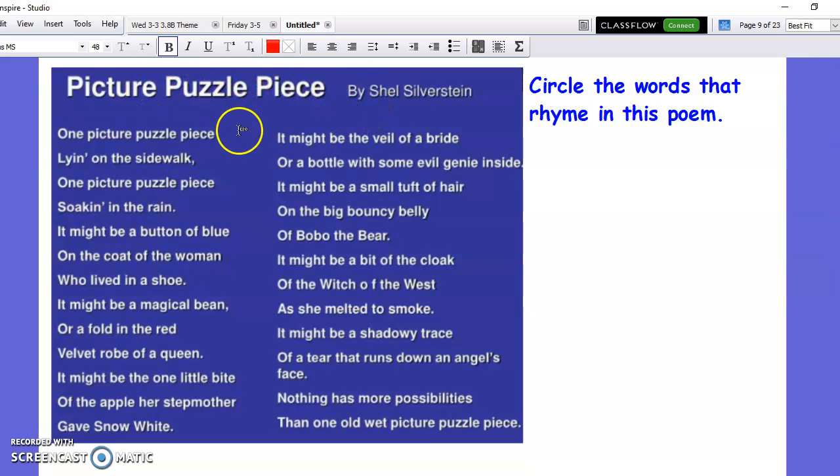We'll do this in class as well. We'll circle the words that rhyme. Again, they will be falling at the end. Not every word, like here, peace and peace, well, they rhyme, but it's really the same word. And then you have blue and shoe, bean and queen, bite and white. But these other words, like stepmother and queen, they don't rhyme. There's no words that rhyme with them. So it's not always every word that rhymes. Again, that's what gives it the rhyming scheme. Here we have bride and side, hair and bear, cloak and smoke, trace and face.